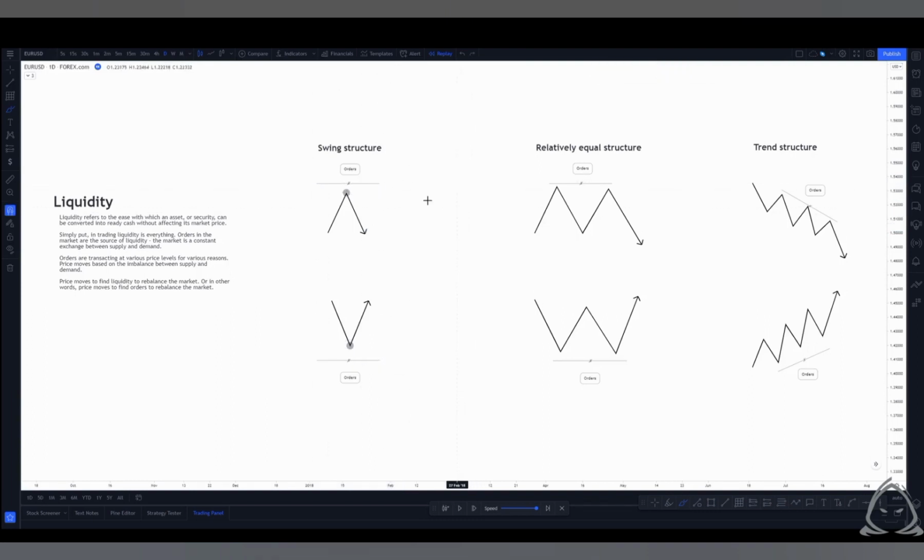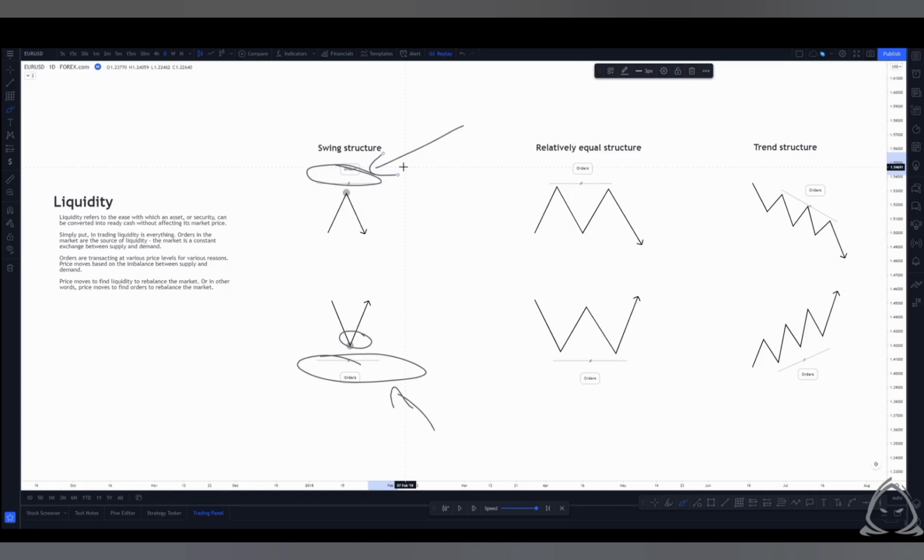And simply put, depending on what the price level is, there might just be orders sitting at these areas, and once price tapped in just above those pools of liquidity or these pools of orders that exist, it was enough to take price away because there was an imbalance between buying and selling, and price will more than likely return to these pools of liquidity at a later point once a new imbalance in the market exists. Because at the end of the day, price moves to find liquidity to rebalance the market, or in other words, price moves to find orders to rebalance the market.